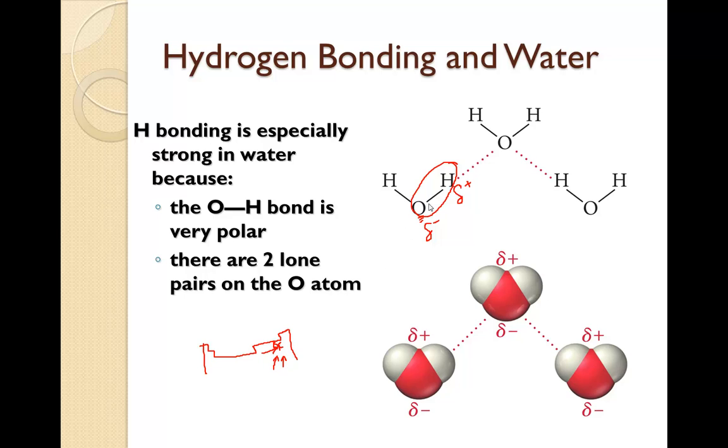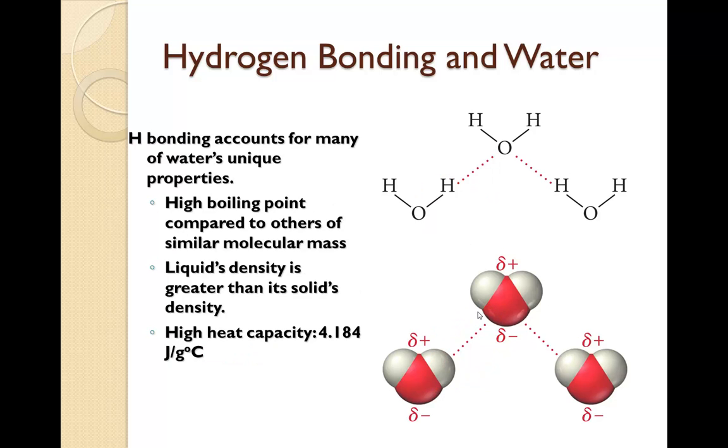Meaning that in this bond, the electrons are going to drift towards the oxygen, creating a very polar bond. There are two lone pairs on the oxygen right here, which are then attracted to the hydrogen of the next molecule over. So you get this positive-negative interaction that's rather strong. H bonding accounts for many of water's unique properties, such as the high boiling point compared to other compounds with similar molecular mass.